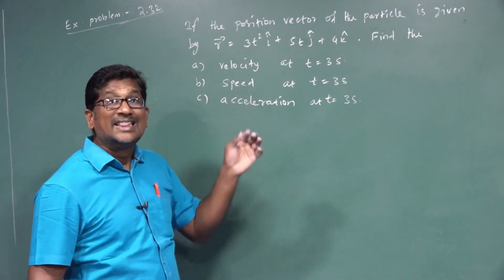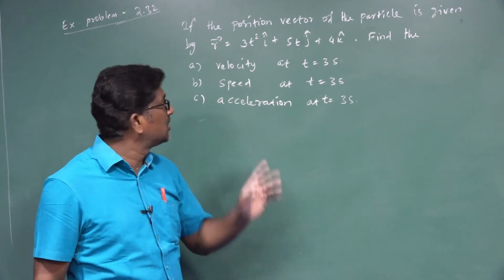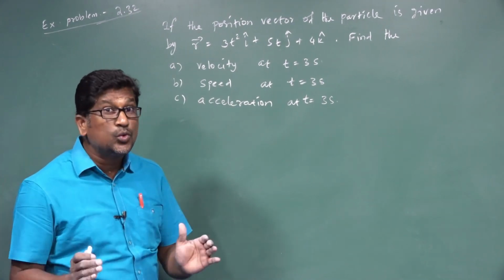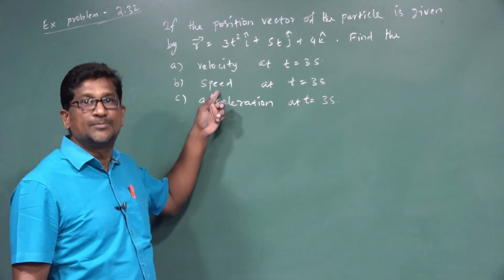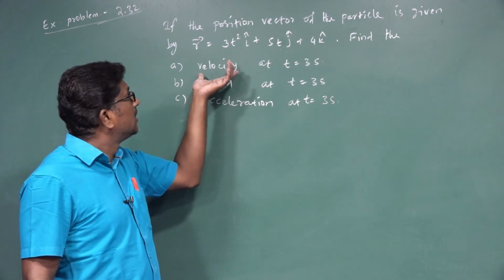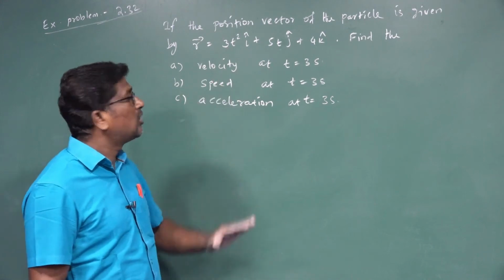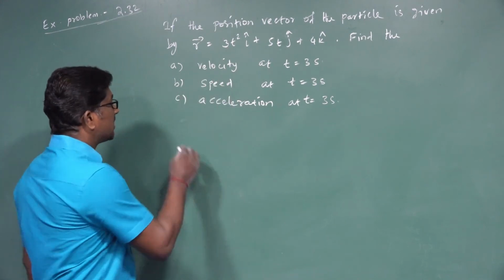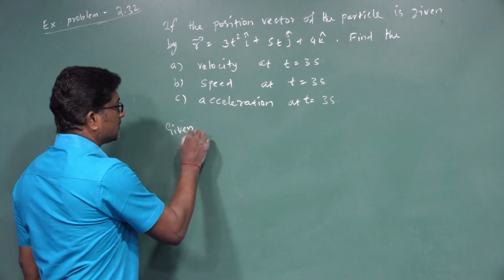What is speed? The magnitude of velocity of the particle is called speed. By measuring the magnitude of a velocity, that value is called speed, right? So what is the given value in this question?